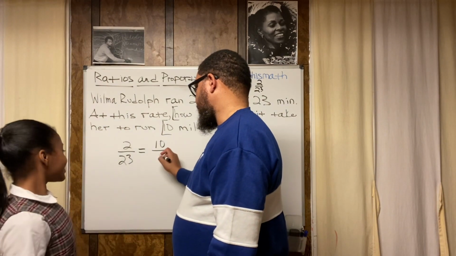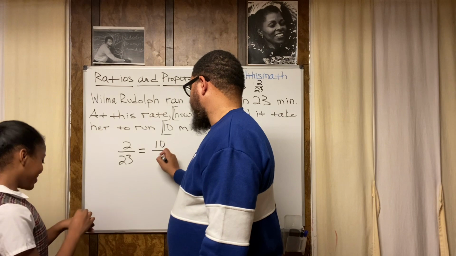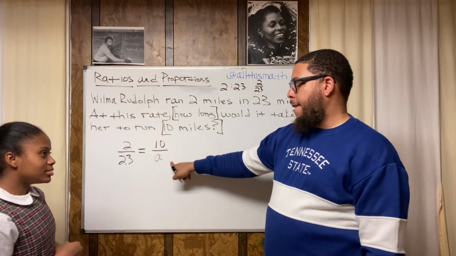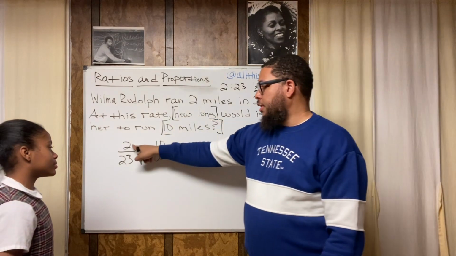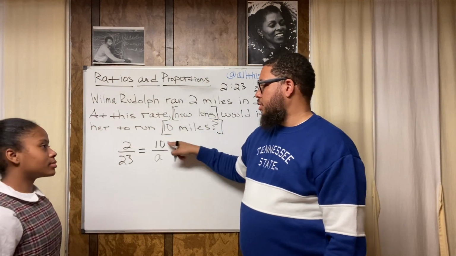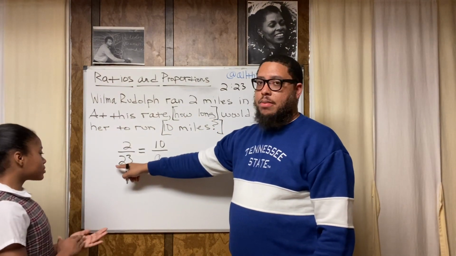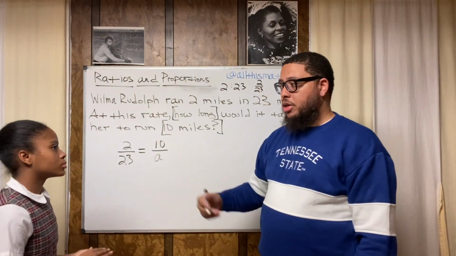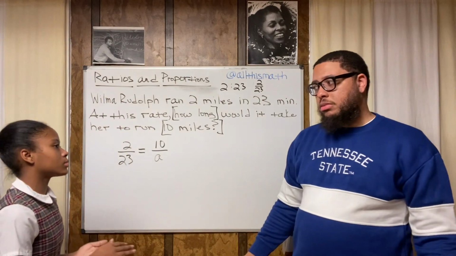A. Okay, for your first name? Yes. So 2 over 23 is equal to 10 over A. This is how many miles on top: 2 miles, 10 miles. This is the length of time on the bottom, 23 minutes. We don't know how many minutes, but we can use algebra to figure it out, right?